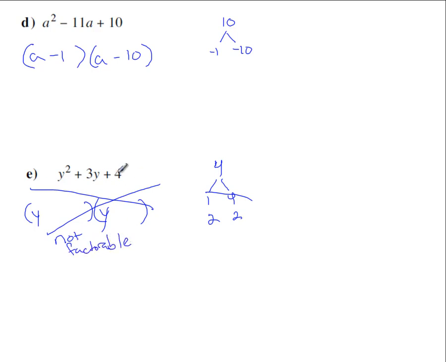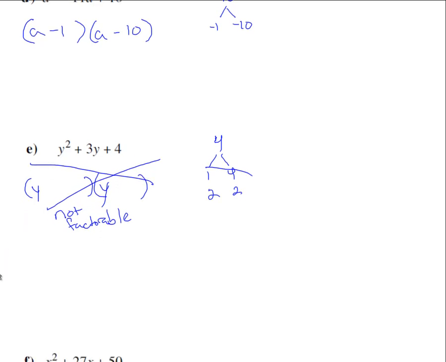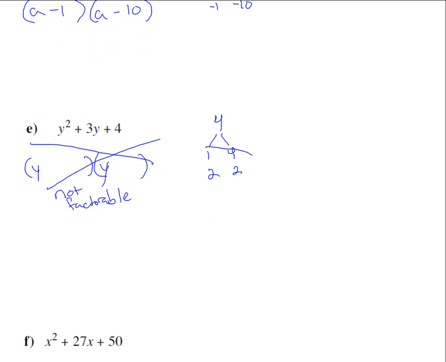So if you look to the last term, if you've gone through all of the pairs of factors of the last term and none of them add up to be the middle term, then your expression is not factorable.